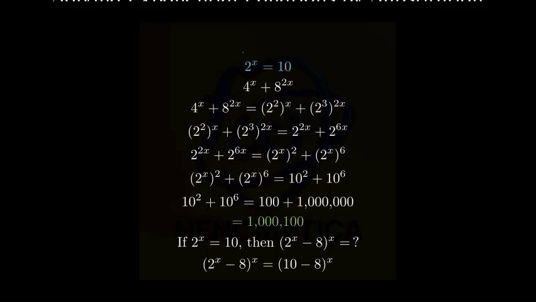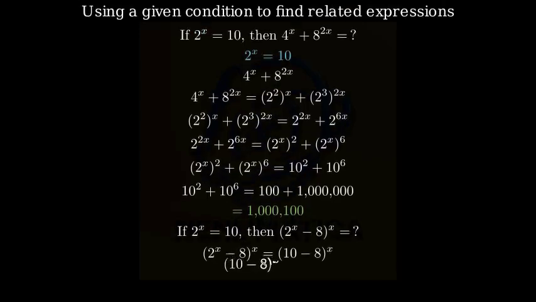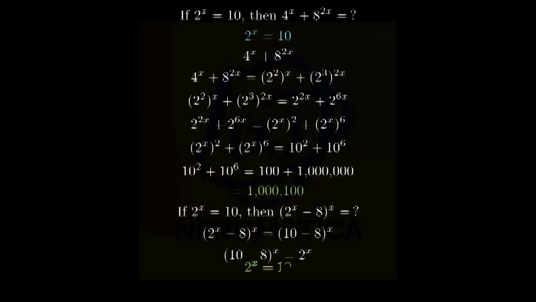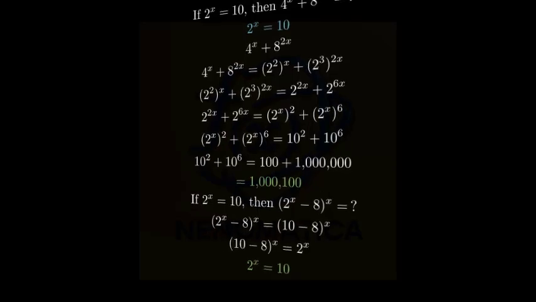Now, let's simplify inside the parentheses. 10 minus 8 equals 2. So our expression becomes 2 raised to the power of x. But remember, we know that 2 to the power of x equals 10. Therefore, our final answer is 10.